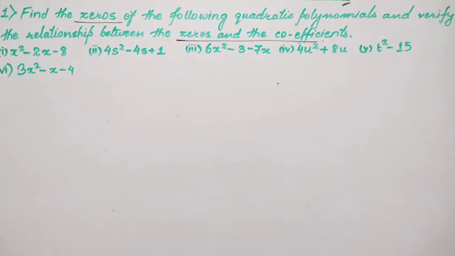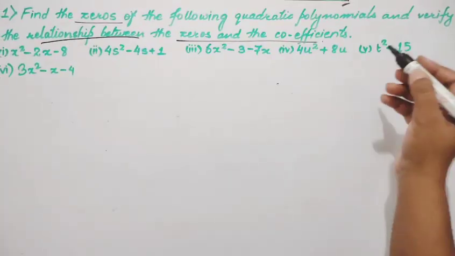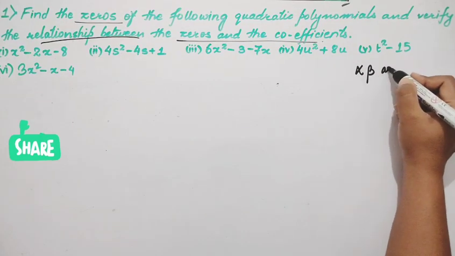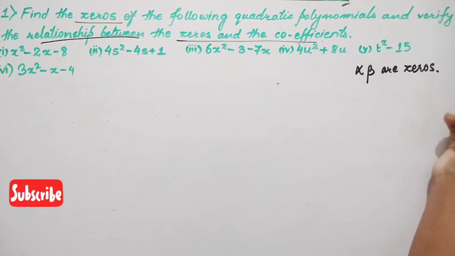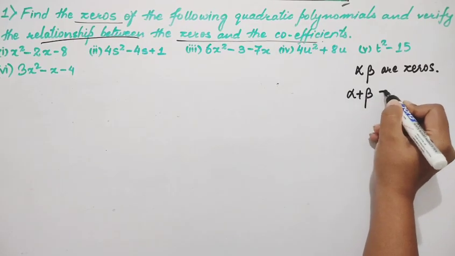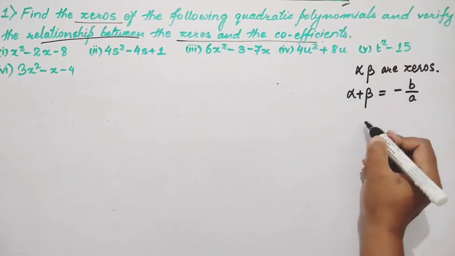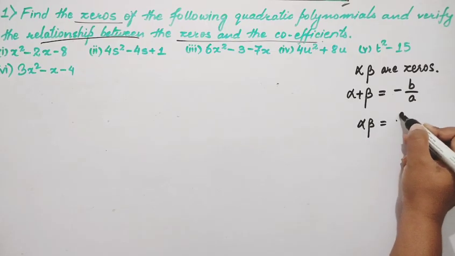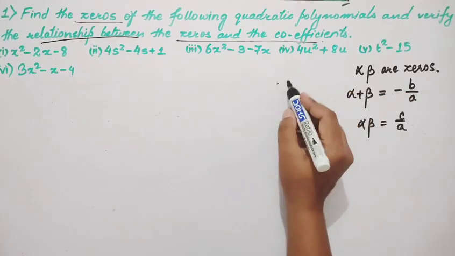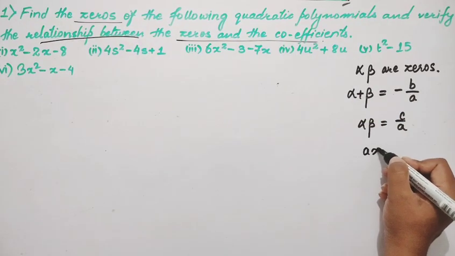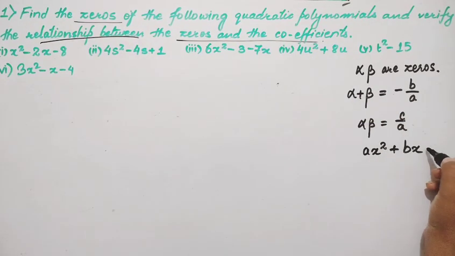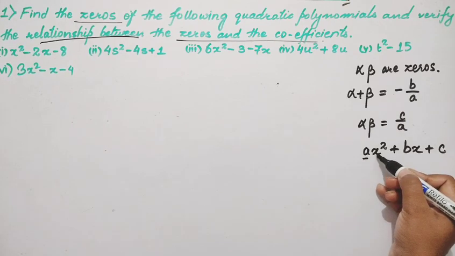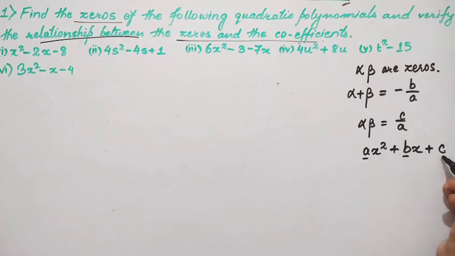First of all, let us understand the relationship between zeros and the coefficients. If alpha and beta are zeros of a quadratic equation, then alpha plus beta will give you minus b by a and alpha beta will give you c by a, where a, b and c are the coefficients of the quadratic equation. How do we write a quadratic equation? ax square plus bx plus c, which means a is the coefficient of x square, b is the coefficient of x, and c is the coefficient of x to the power 0. And alpha beta are the roots of this quadratic equation.